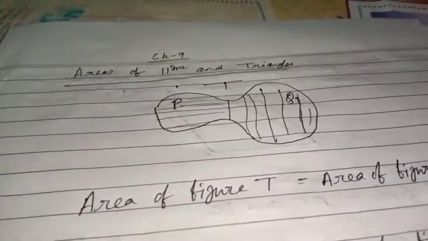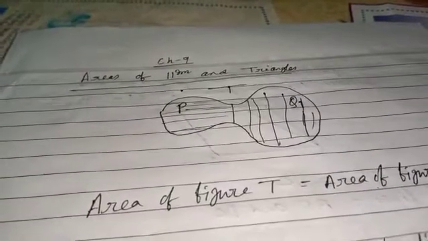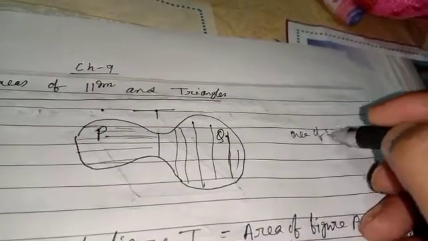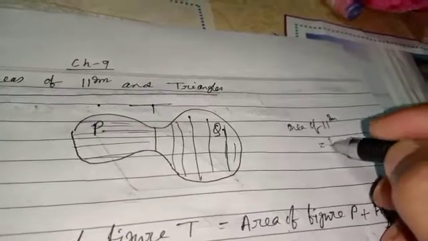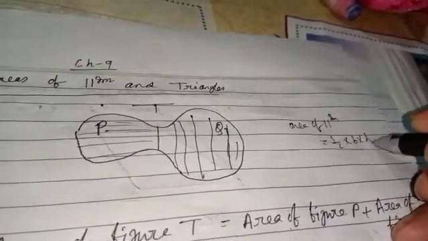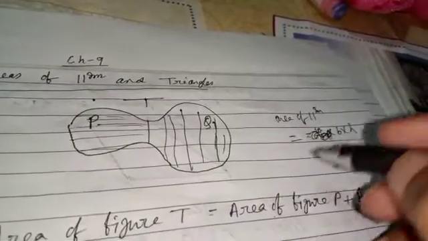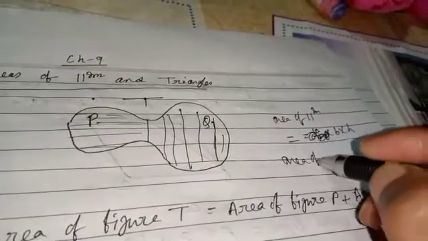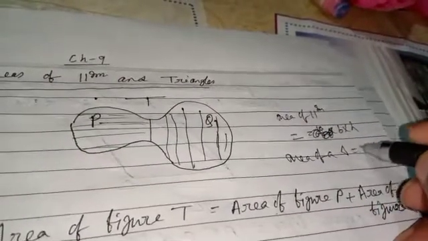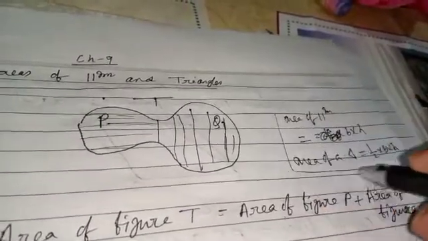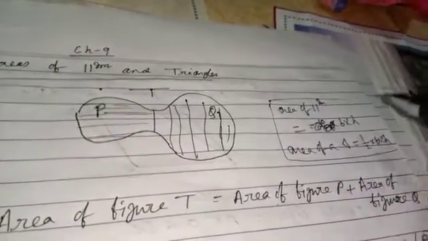Okay, Chapter 9 is areas of parallelograms and triangles. So you know what a parallelogram and a triangle are. Here, what is the area of a parallelogram? Area of a parallelogram is base into height, and area of a triangle is half into b into h. This is the general concept of area of a parallelogram and area of a triangle.